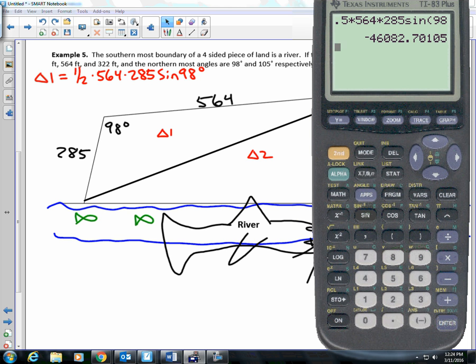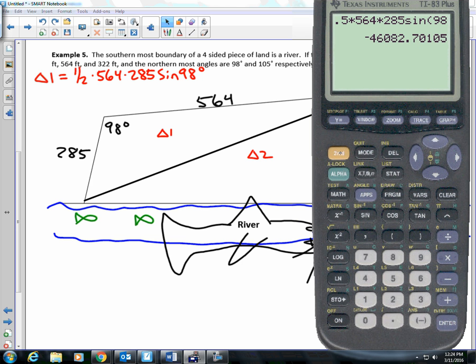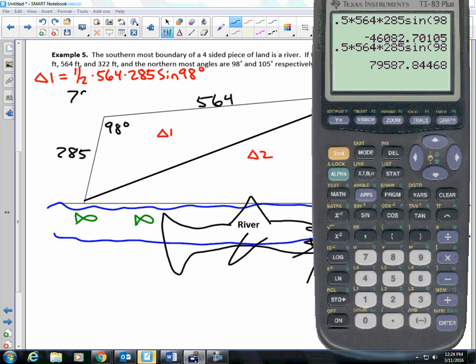Oh, why did I get a negative answer? Yep. 79,587.84. Cool. Find the area of triangle 2.